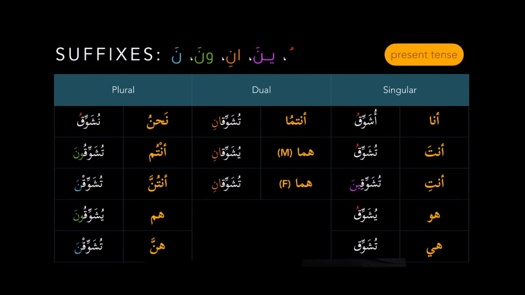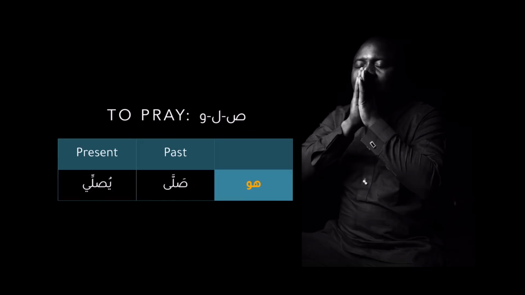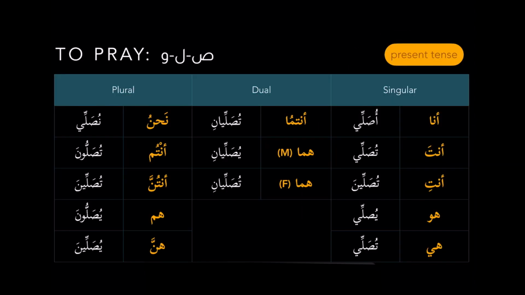And now the only exception are defective verbs. These are verbs whose last vowel is either a waw or a ya, like salla yusalli, meaning to pray. So here we have the conjugation chart. Now, one of the first things that should jump out at you is that the waw of the root in the present tense gets converted into a ya. So the root is sad, lam, waw. And notice that the ana conjugation, for instance, is ana usalli, anta tusalli. All those waws have been converted into a ya.